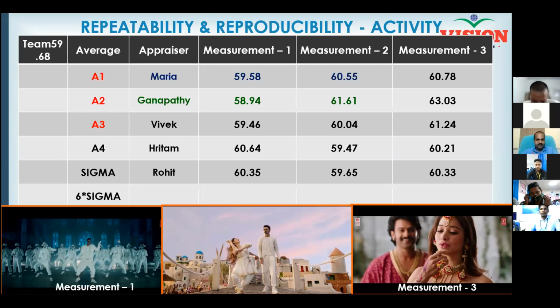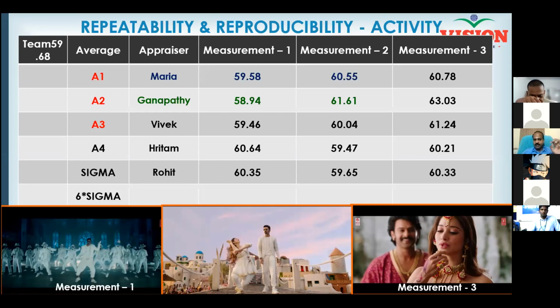There are 3 sets of readings. Reproducibility error has been committed 3 times. If you want to calculate the reproducibility error, you must calculate the average of Maria's readings. Maria has given 3 readings. I will calculate the average and write it here. That is A1. You add all the 3 numbers and divide by 3. Same way, calculate the average of Ganapati, Vivek, Ritam and Rohit. Since there are 5 appraisers, you will have 5 averages.